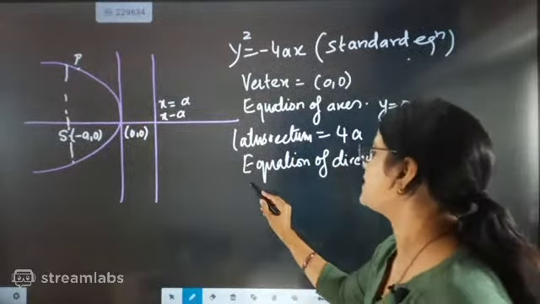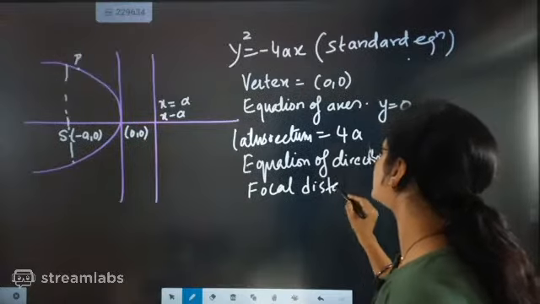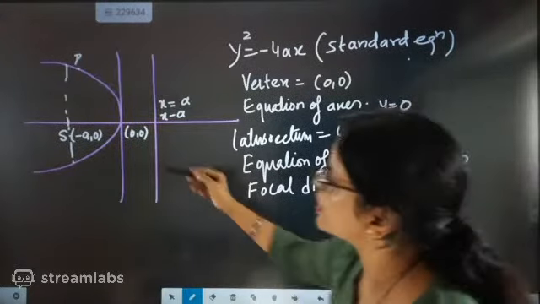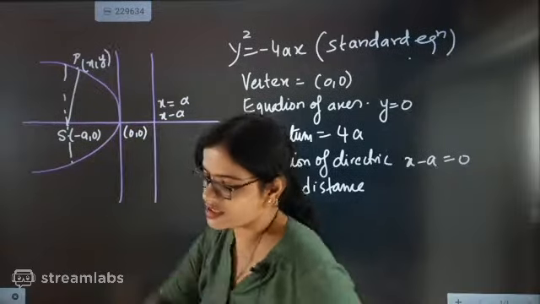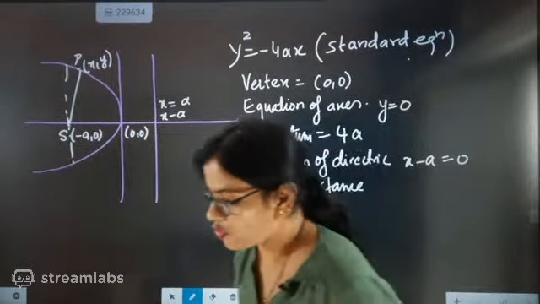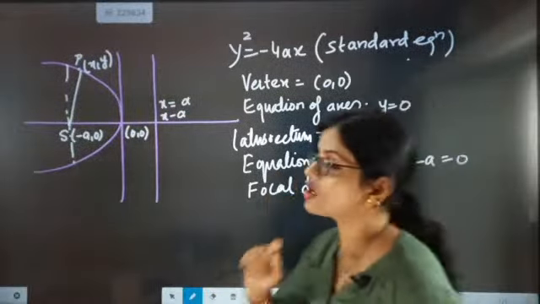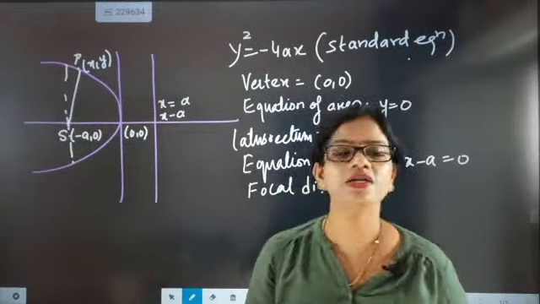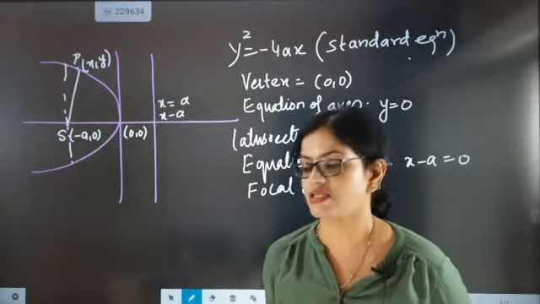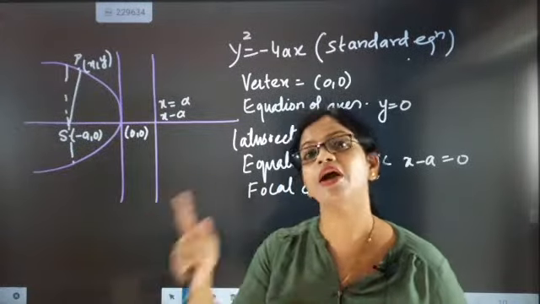Now the focal distance. If somebody asks you to find the focal distance here, what will it be? The distance from the focus to the arbitrary point is the focal distance. Last time you got the focal distance as x plus a, or a plus x, but here the focal distance will become a minus x.